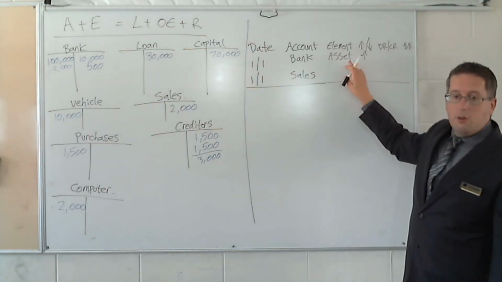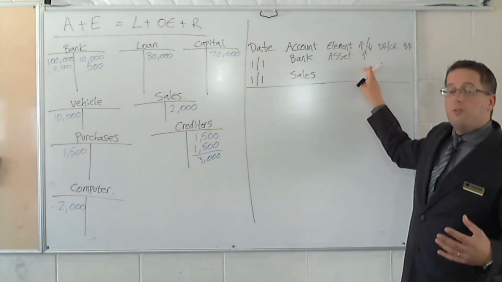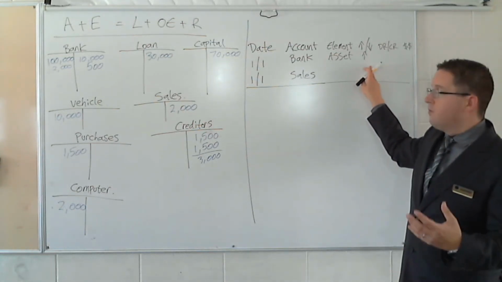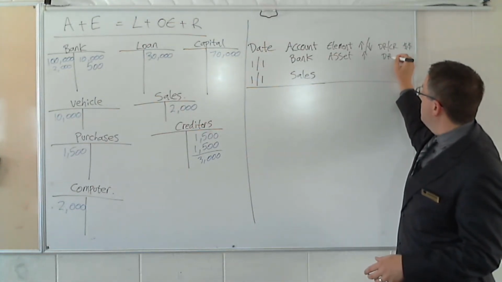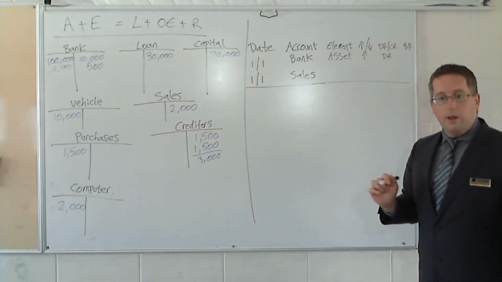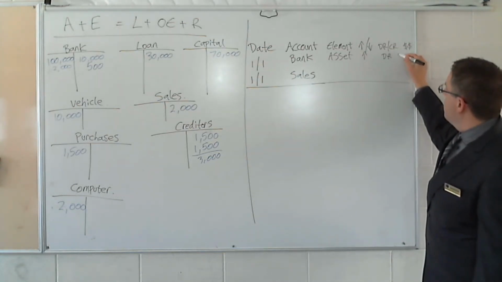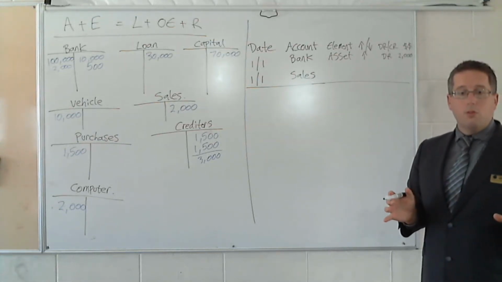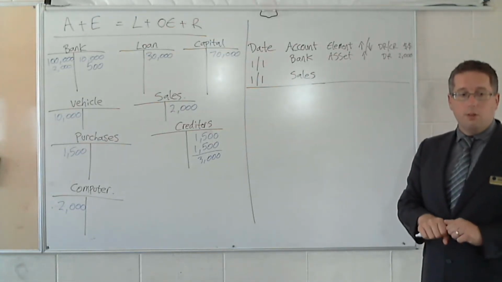Now that you have these 2, asset and going up, you can use the debit credit table to identify whether you need a debit or a credit. In this case, a debit. And then finally the amount, $2,000. Okay, let's just work through one side of the transaction.